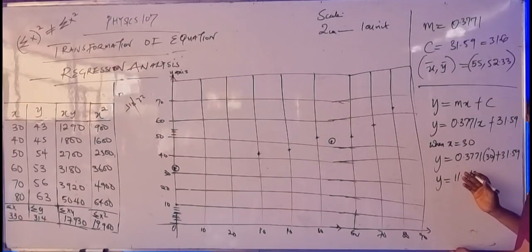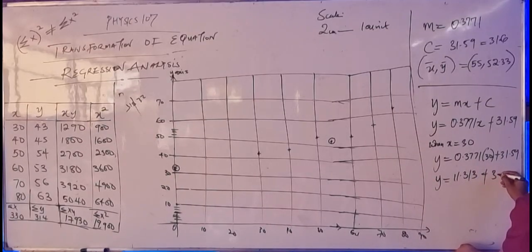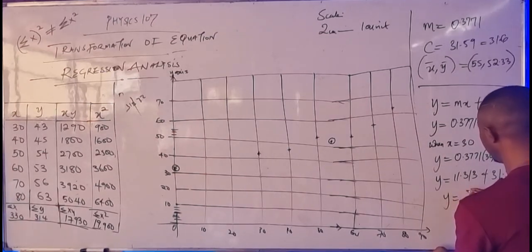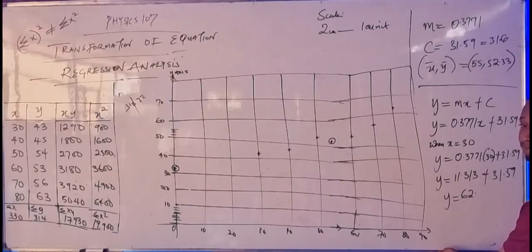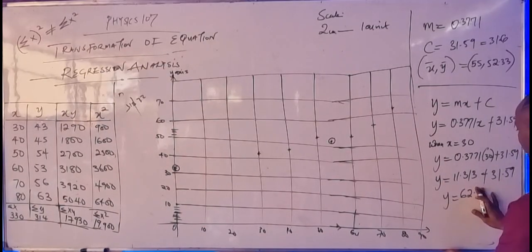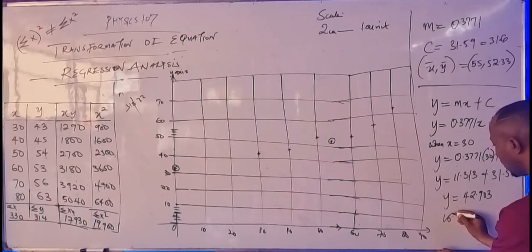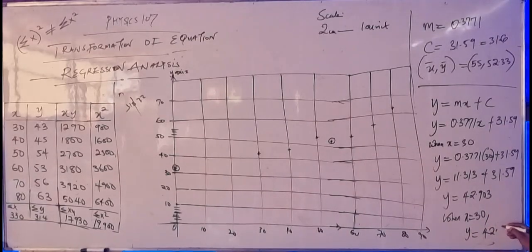Plus 31.59. Please add up what you have here. 42.903. So that means that when x is 30, y is 42.903, right? Is that clear?